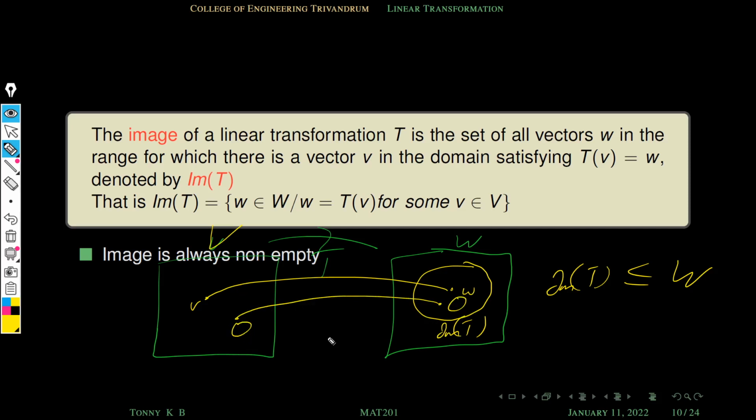At least zero is there. We know that T of zero equals zero. This is true for every linear transformation. So zero has a pre-image, so zero belongs to the image of T. That's why the image of T is non-empty. If T is a linear transformation, then the image of T is always non-empty, containing at least the zero vector in W.